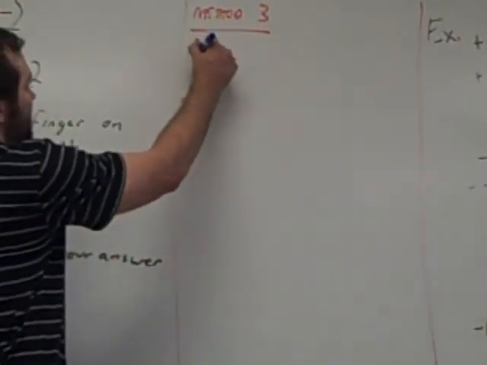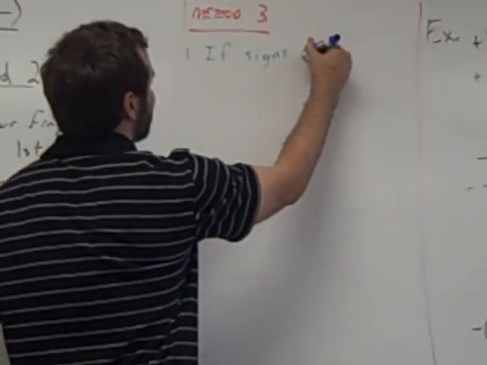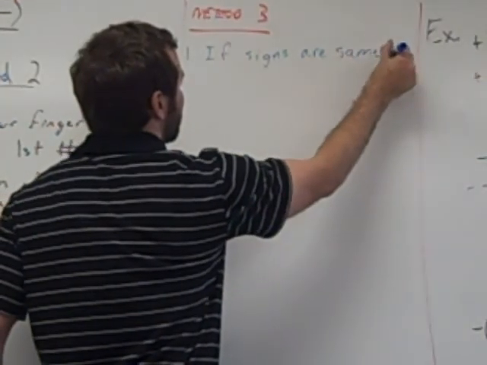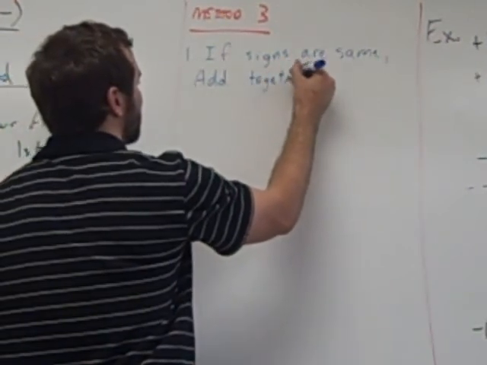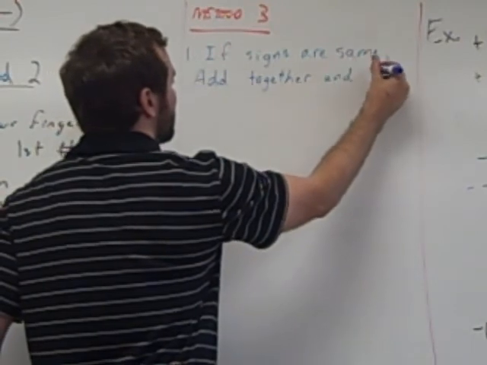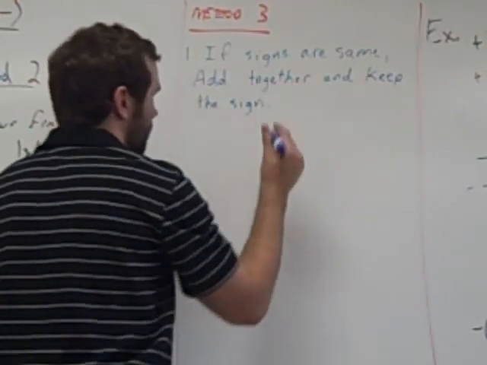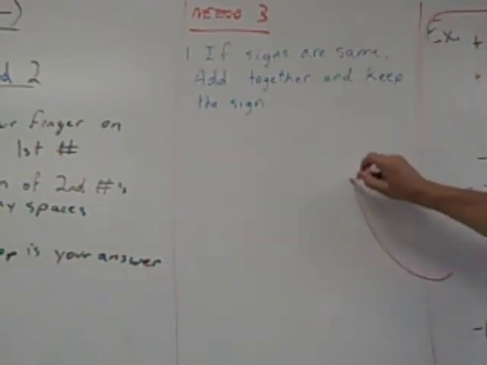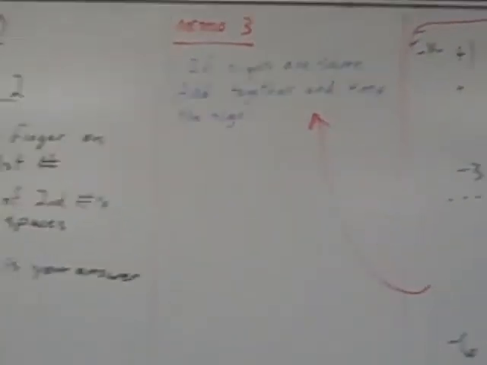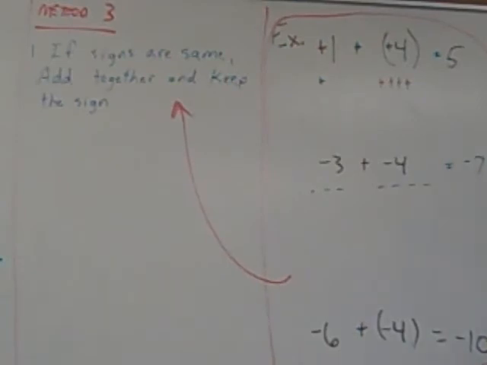So that's part of the third method here. So if the signs are the same, you're going to add them together and keep the sign, right? Isn't that a lot quicker than drawing a bunch of negatives and positives and killing them off, or going and finding a number line and going down it?